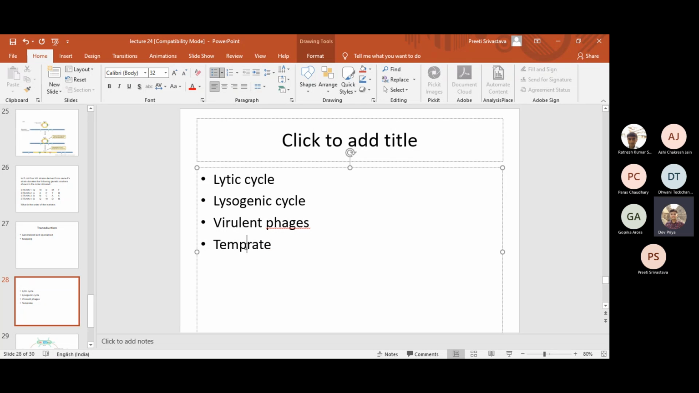That's all. So yeah, there's the lysis-lysogeny cycle, and that's controlled by some sort of a switch which decides. Okay.